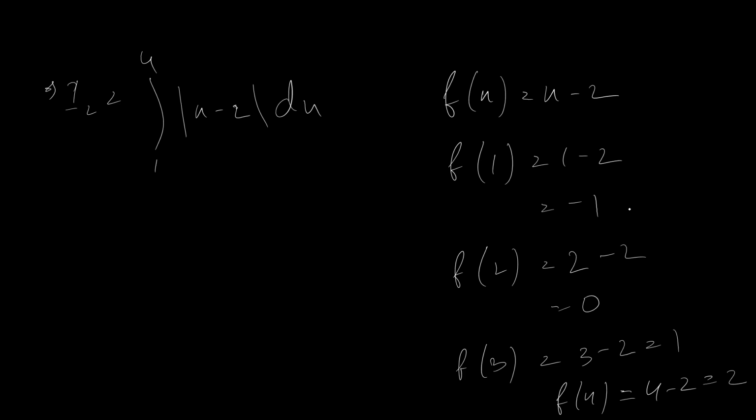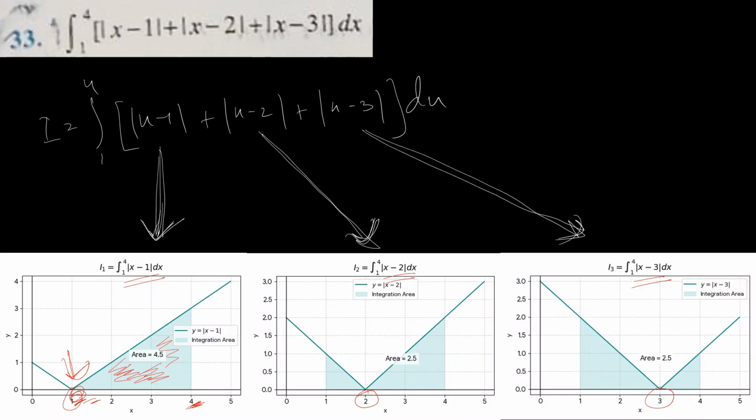Here you see we get one negative value. This is the vertex, x equals 2. At x equals 2, this function becomes equal to 0. So the point 2 is the vertex, and on the left hand side this will be the negative part, and on the right hand side this will be the positive part.